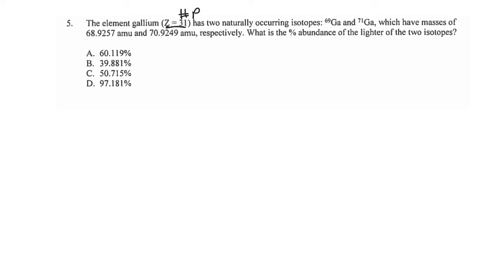It has two naturally occurring isotopes, gallium-69 and gallium-71, which have masses indicated in the problem. What is the percent abundance of the lighter of the two isotopes? Okay, so the main idea we're using here is that the average atomic weight for an element is equal to the fractions of all of its isotopes times the atomic weight of each isotope, and we're summing all of these up.